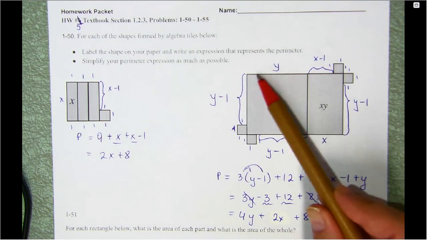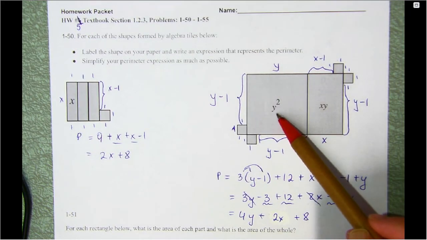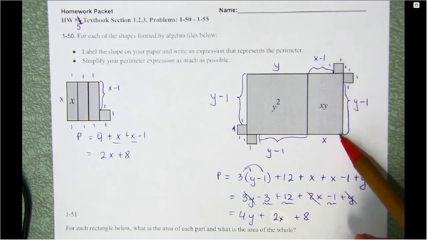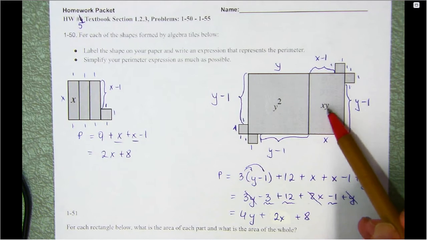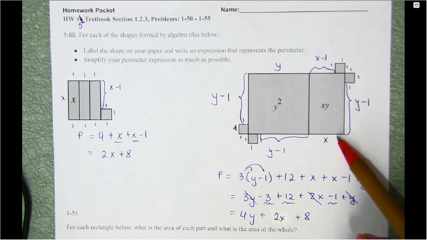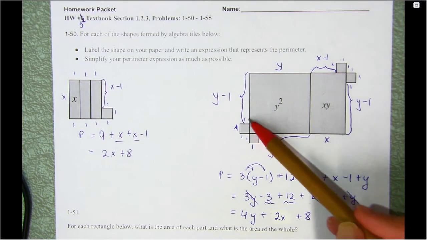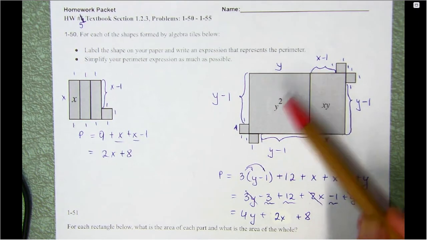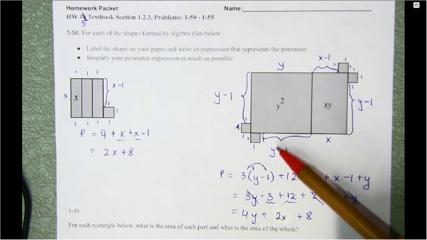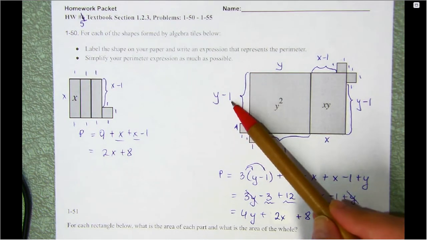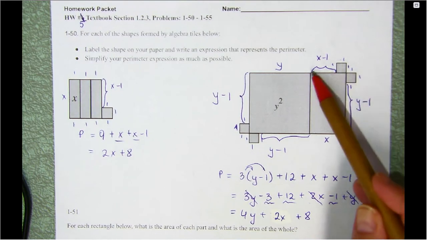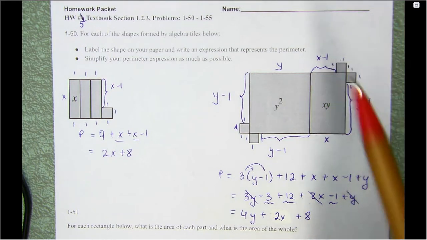This whole piece is y since the area is y squared. This one is x because the area is xy, so the shorter one was x. The little ones are ones. And then this piece is y minus a 1. This is the same y minus a 1, and this is also y minus a 1. This side will be x minus a 1.